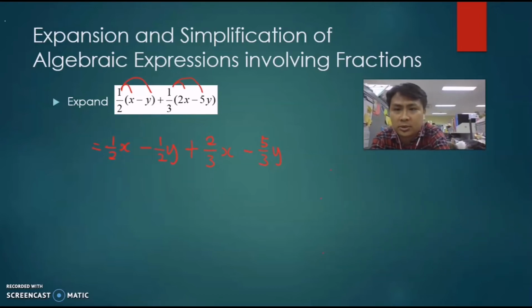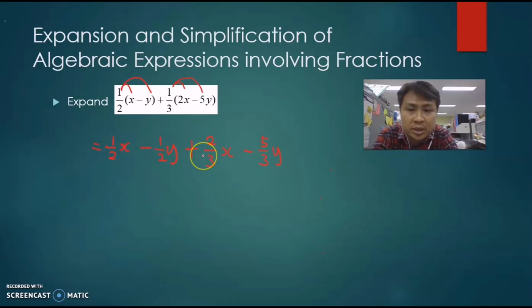Now, to continue the question, we need to rearrange our terms. When we rearrange our terms, we'll group the like terms together. What are like terms? Like terms are just items which are the same. So x and x, they are the same group. They are called like terms. Y and y, they are also the same group. They are also called like terms. So we'll group only like terms together.